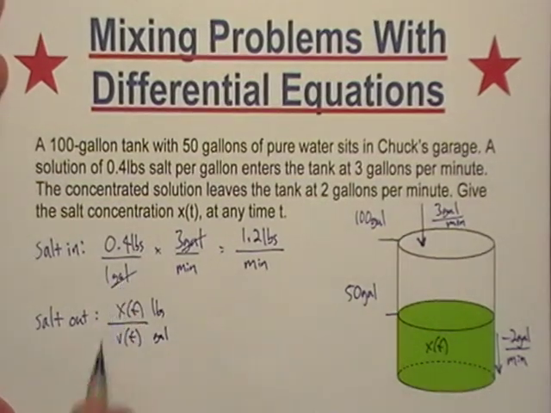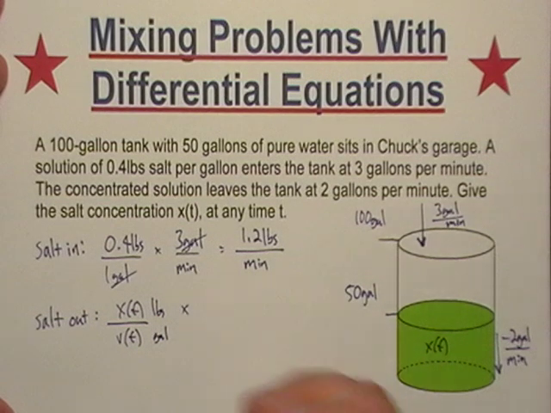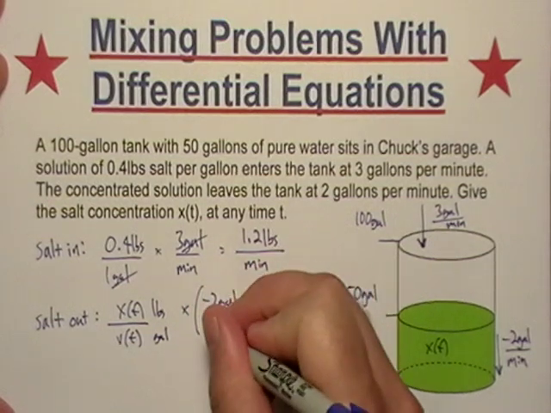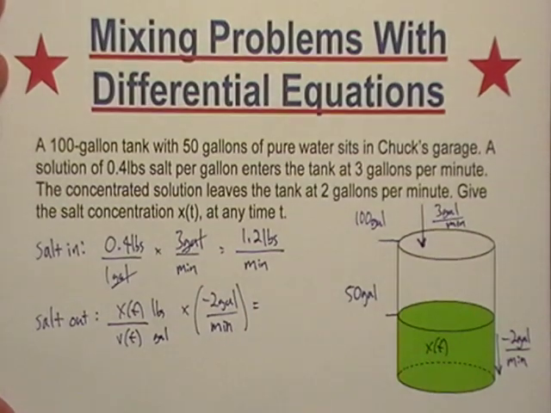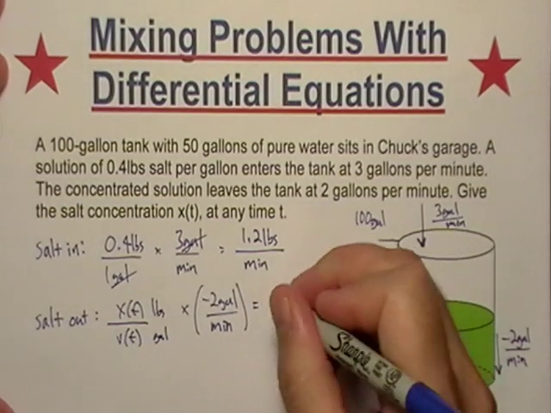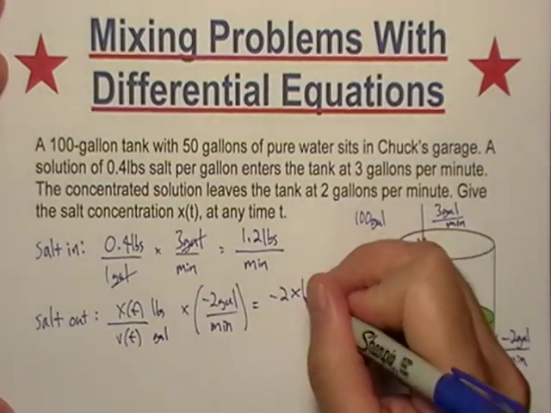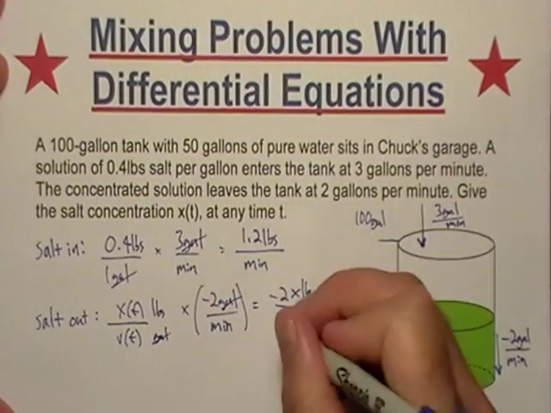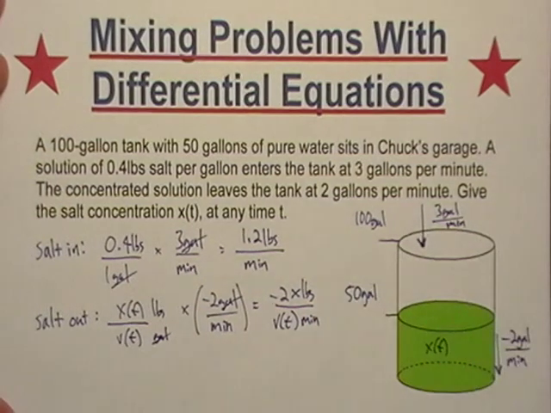Okay, and then we're going to do the same thing. This is basically our unknown stuff, but we do know how fast it leaves the tank, and it leaves at -2 gallons per minute. Okay, and so that's going to give us basically a grand total of -2. I'm just going to write x instead of x of t. Pounds. The gallons cancel out, and that's v of t, minutes. Okay.